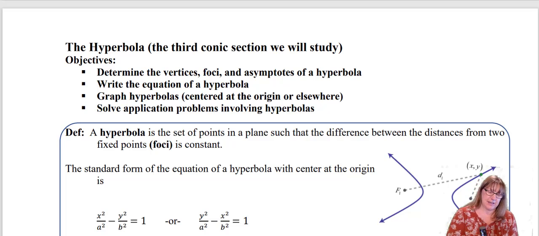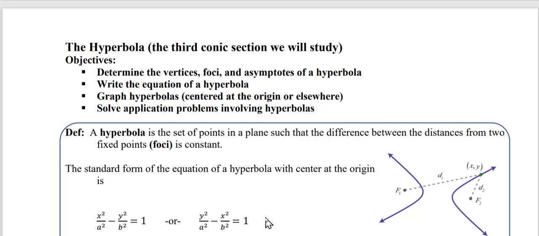This is the conic section that slices perpendicular to the base of the cone, and it crosses both the top and that bottom cone, and it'll give us a picture like what we see here, where that slice goes across the two cones. We define a hyperbola as the set of points in a plane such that the difference between the distances from two fixed points is constant.